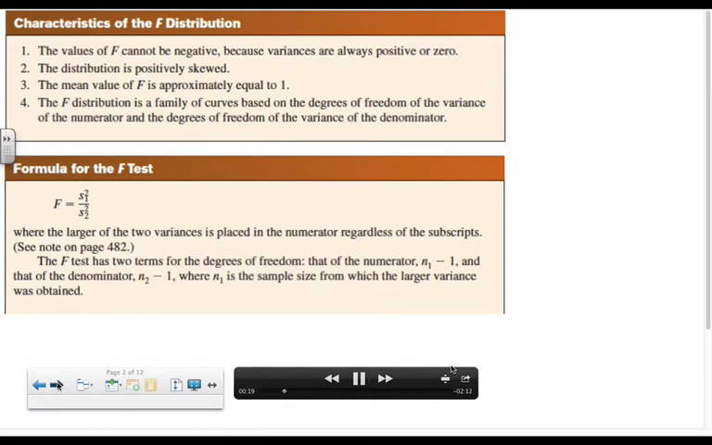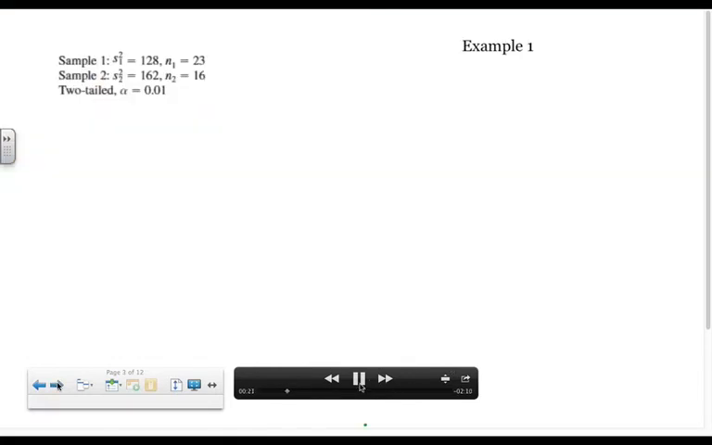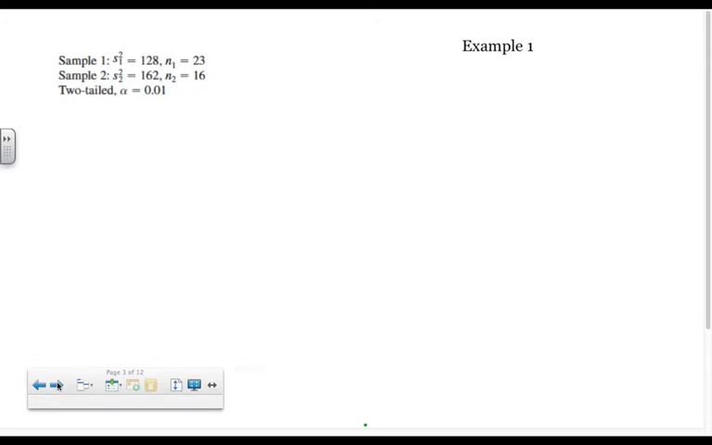So let's look at an example. Now, this is a really bad example because it was supposed to be just looking in the chart, and I forgot to put the chart on there. So we have these samples, and you're basically looking it up in the chart. What's the F value in the chart? This is not running a test at all. So the sample 1 variance is 128, and the n value is 23. The sample 2 variance is 162, and the n value is 16. There's a chart where you look across the top and across the side to find these values. It's two-tailed at alpha equals 0.01, and we simply look up that value in the chart, and we find the F value.